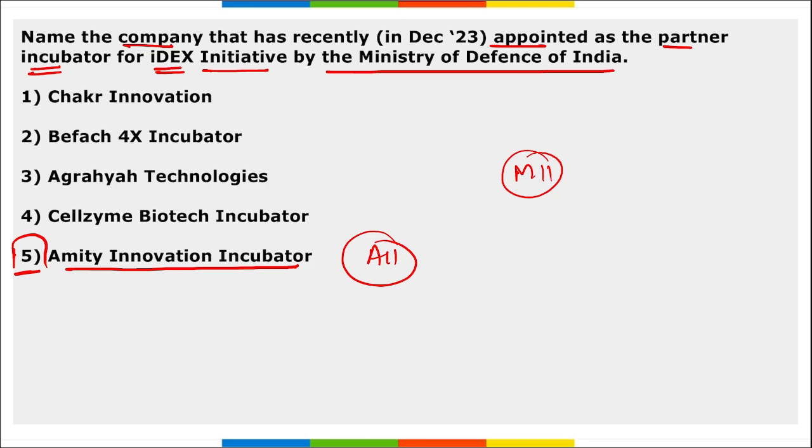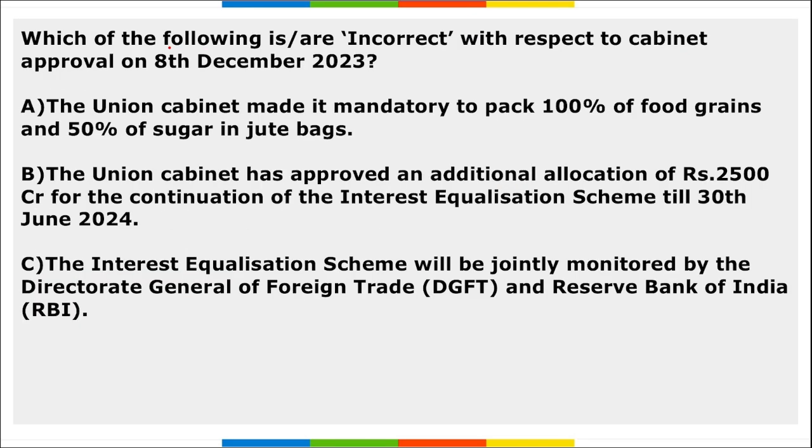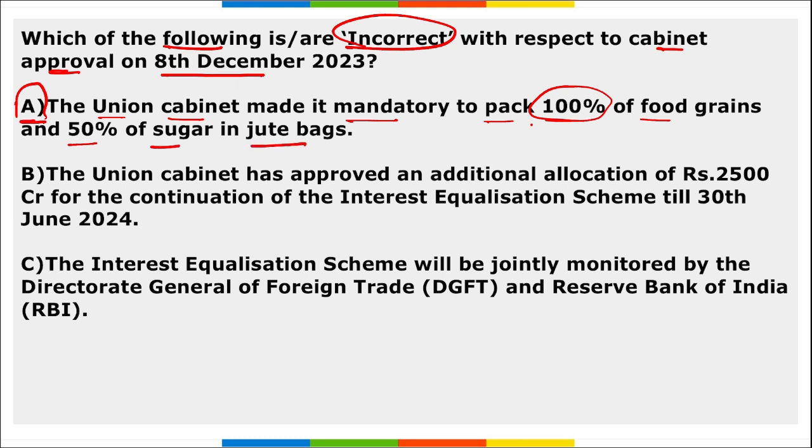in India itself, right? Next, which of the following are incorrect with respect to the cabinet approval on 8th of December? If we look at the options here, we are being asked about the incorrect one. B and C are correct, so our option becomes A. A is incorrect. Why? Because it is saying the Union Cabinet made it mandatory to pack 100% of the food grains and 50% of sugar in jute bags. Is it correct? No. 100% of the food grains is right, but not 50, it is 20% of the sugar in jute bags. Now the option A becomes right as the incorrect statement, whereas B and C are already right.